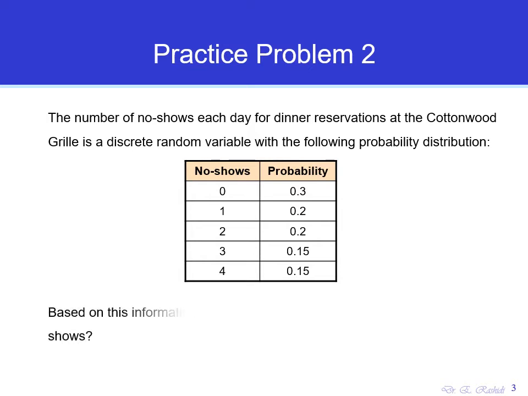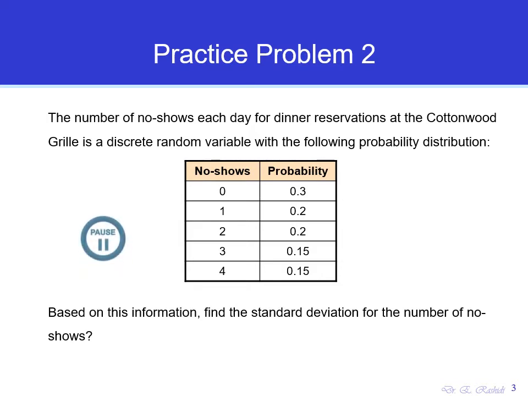Given this data and information, we want to find the standard deviation of the number of no-shows for this restaurant. So please pause, work on this problem, try to find the standard deviation, and then come back to see the solution. Right, so let's see the solution. First of all, we need to define the random variable here. We define x as the random variable, which is the number of no-shows.